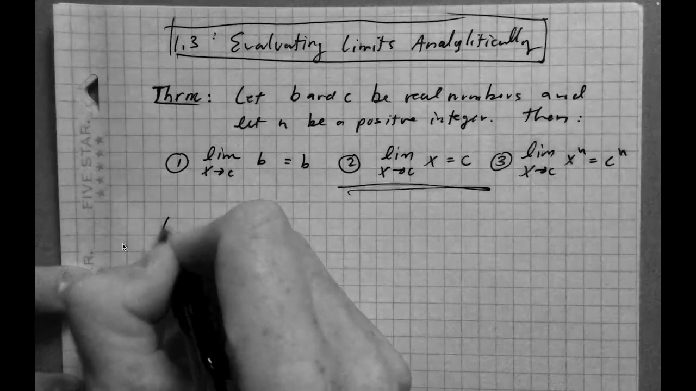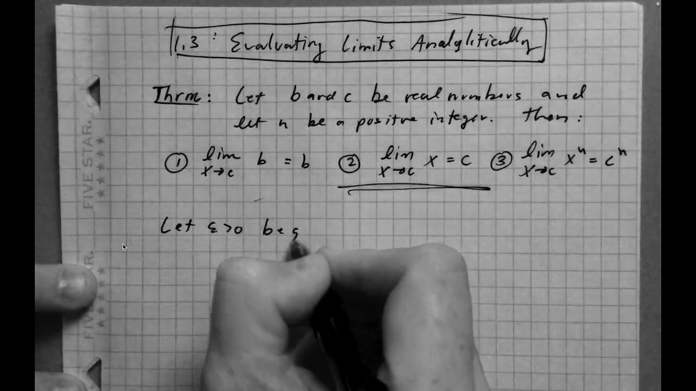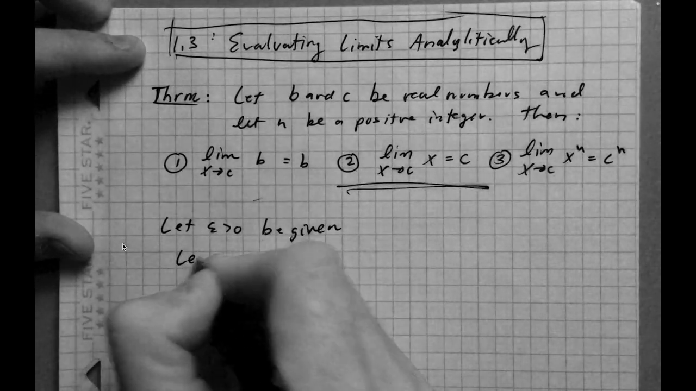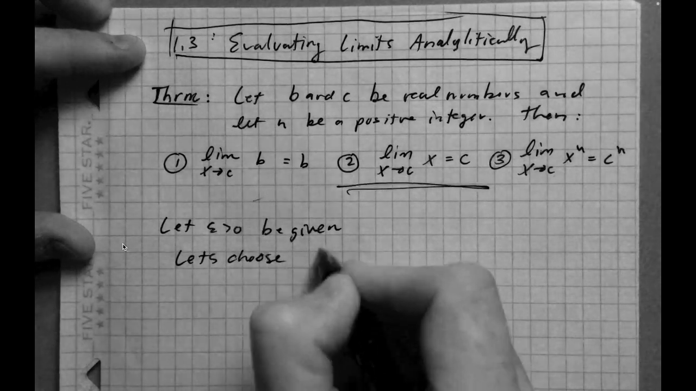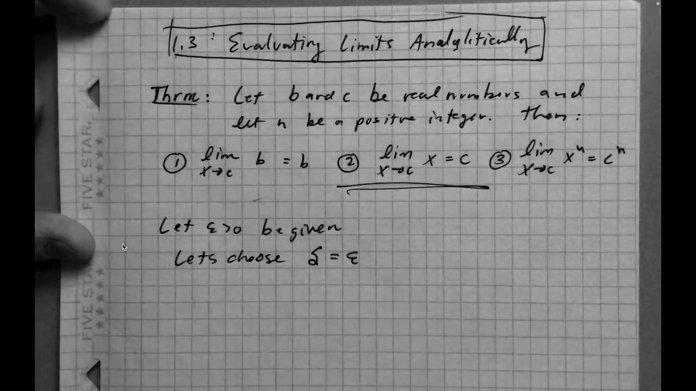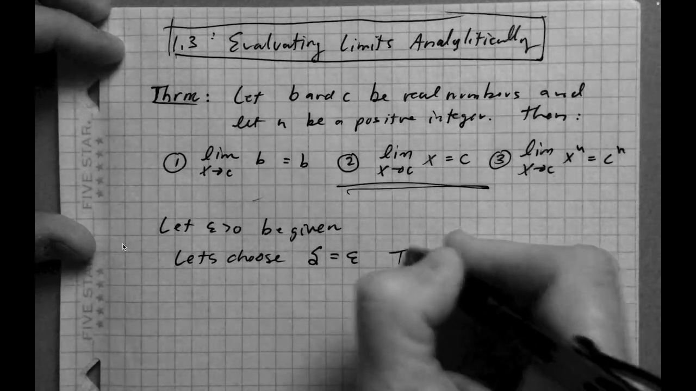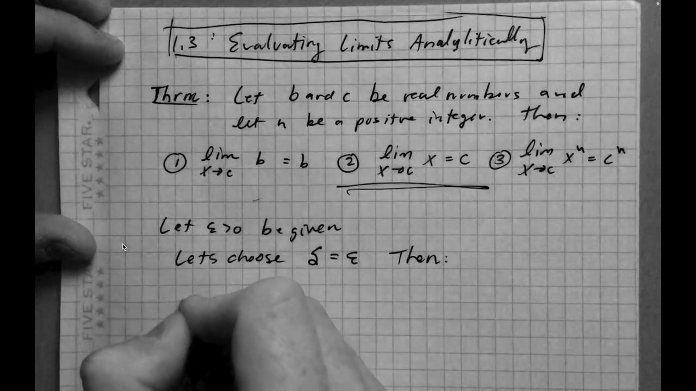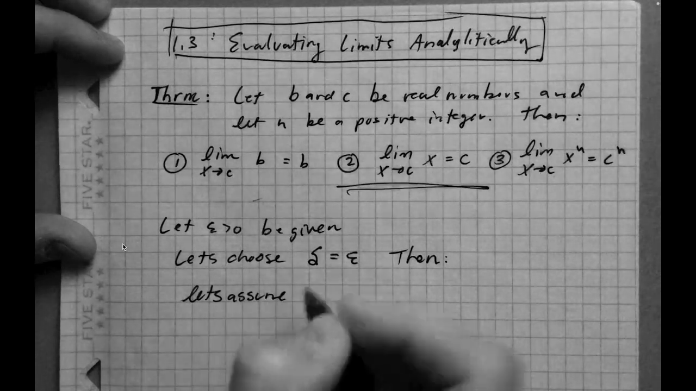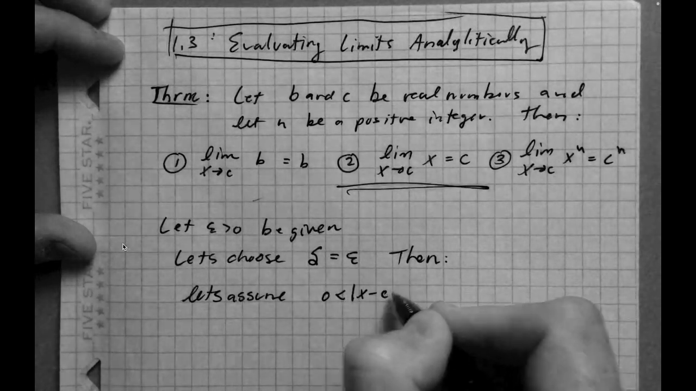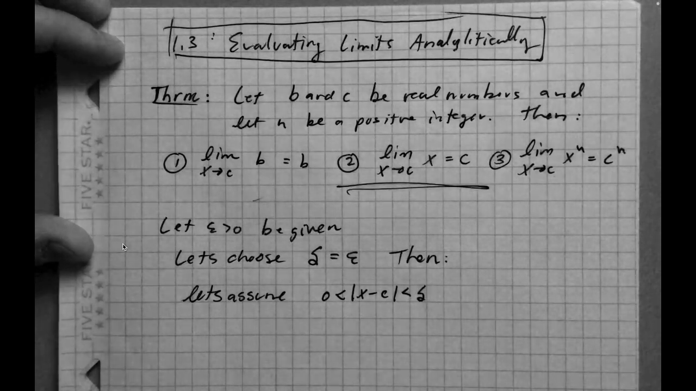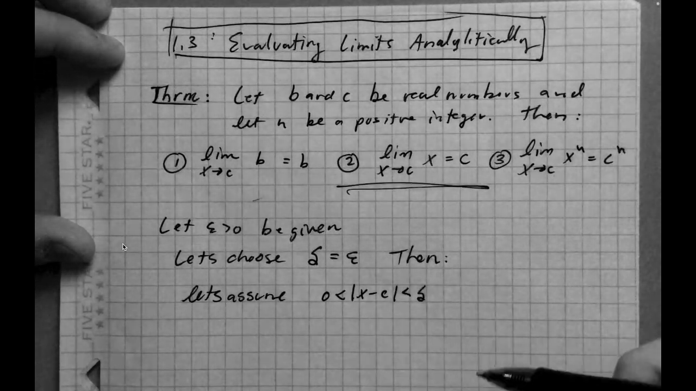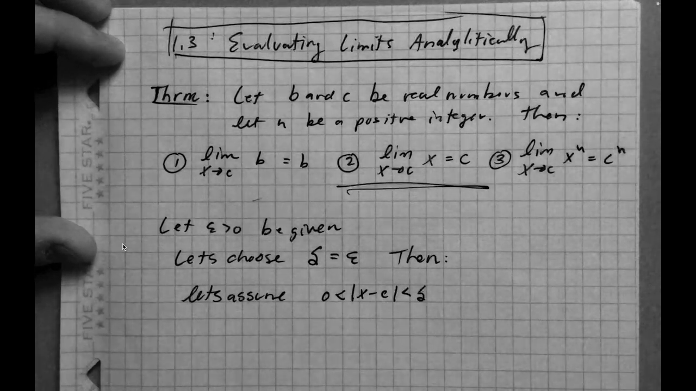So as we saw before, let's let epsilon greater than 0 be given. Okay, and then let's go ahead and choose delta equal to epsilon. Okay. All right. So then, well, then let's assume that 0 is less than |x − c|, which is less than delta. Okay. And we'll just need to show then that the value of the function |f(x) − c| is less than epsilon. Well, that's obviously true, right?